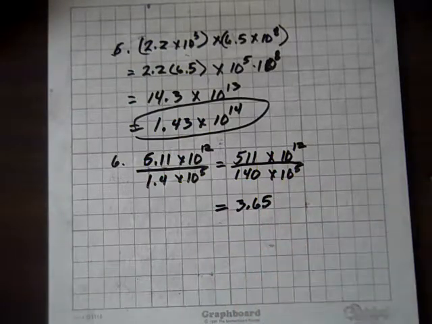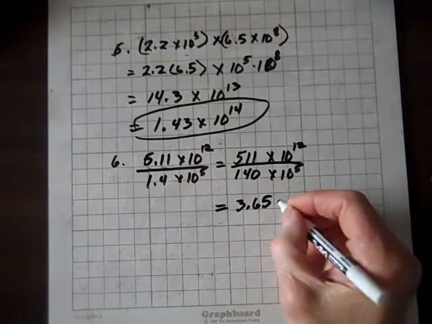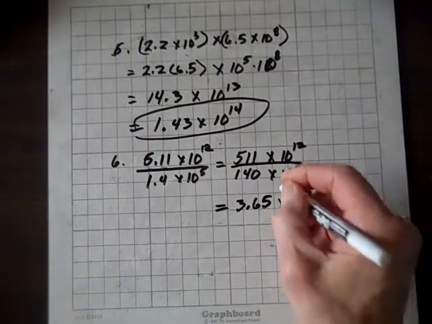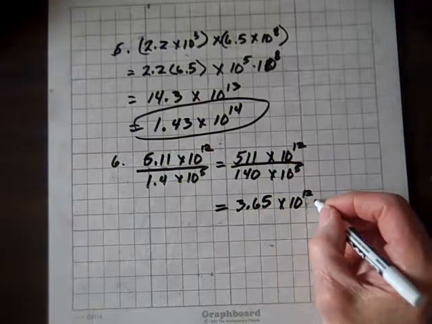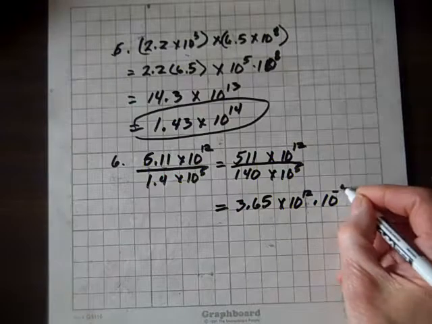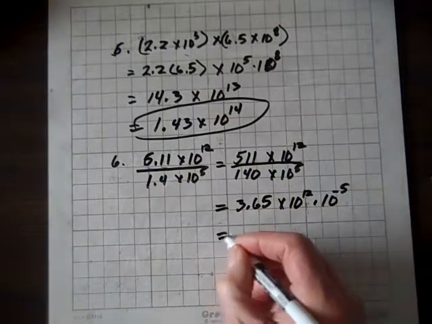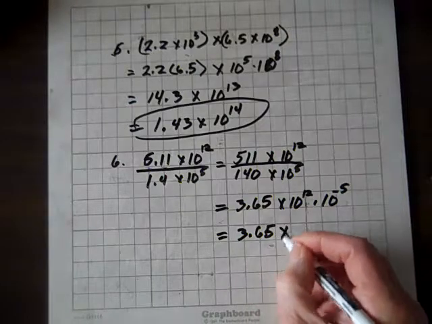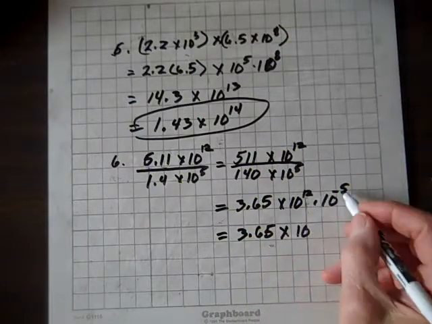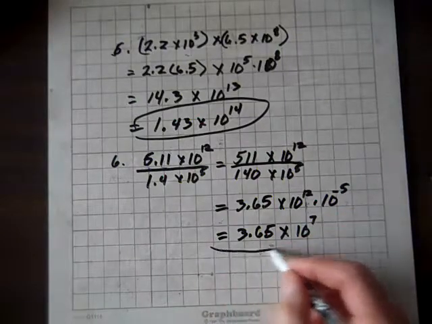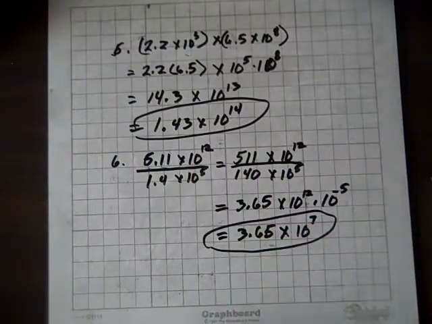3.65. And now this is going to be times 10 to the 12th, and we'll move this factor of 10 that's downstairs upstairs, so that will be 10 to the negative 5th. And so we get 3.65 times 10, and when we add exponents, 12 minus 5 is 7. And we're done with that one.